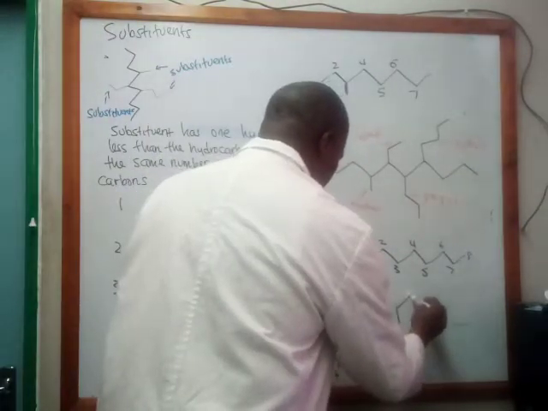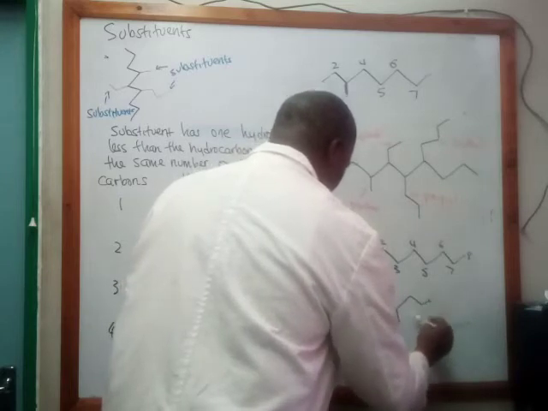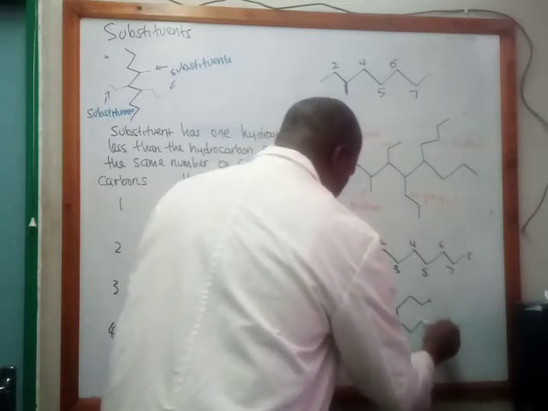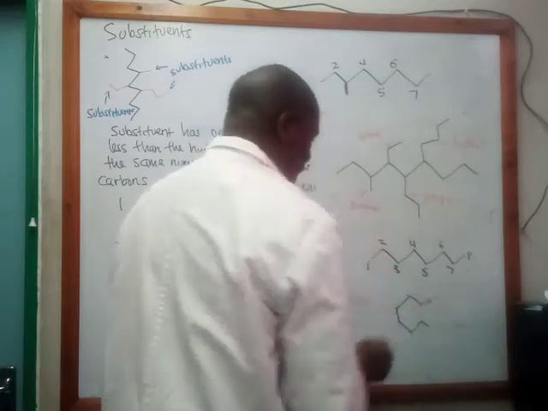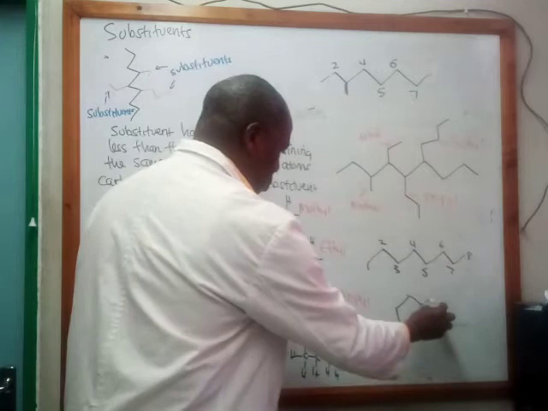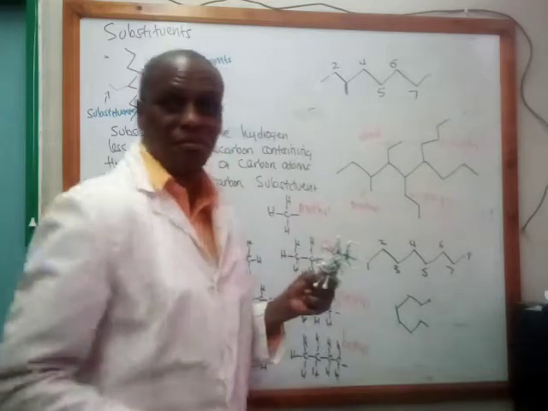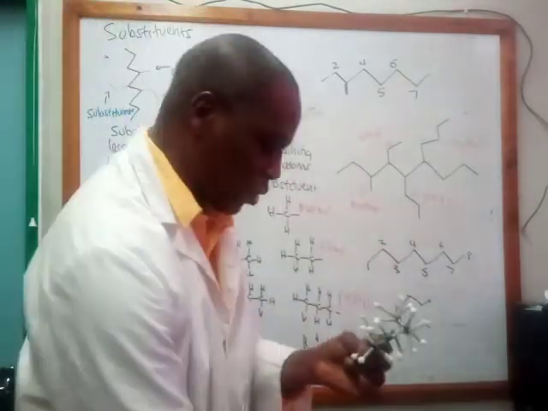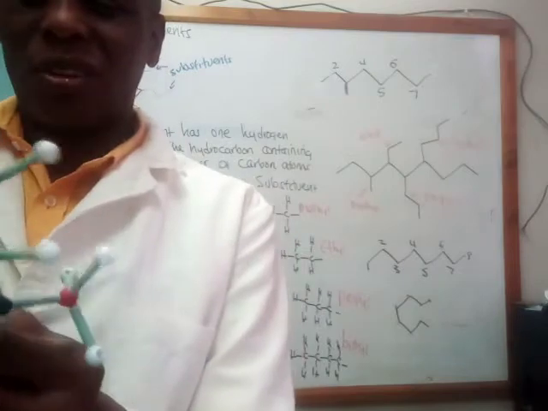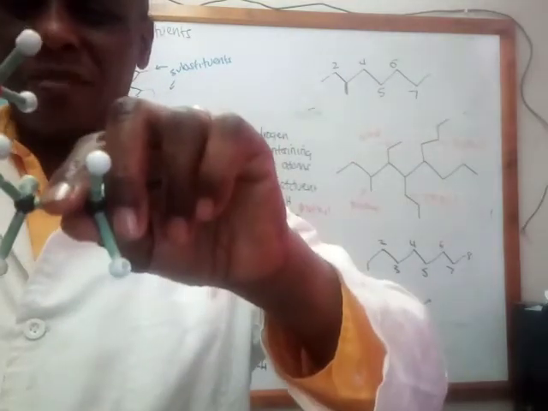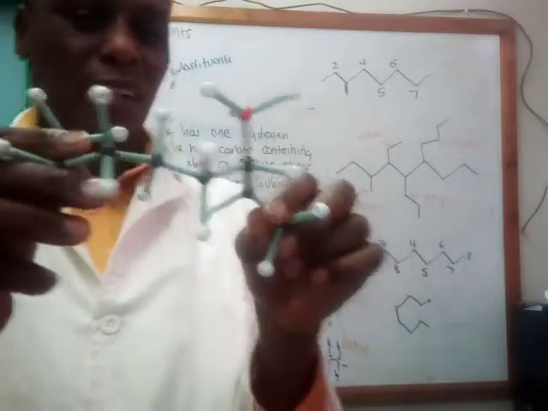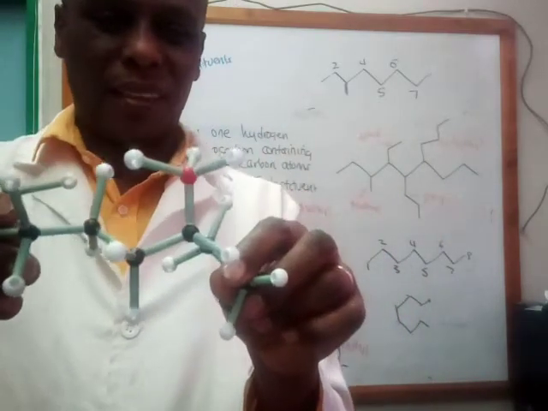So this can be an illustration of something like this. Remember, 1, 2, 3, 4, 5, 6, 7, 8. Can you see like that? But it is not linear. You just have to identify the longest carbon chain. The longest carbon chain does not necessarily have to be flat. So you just have to be creative to look at the longest carbon chain. Are you okay?